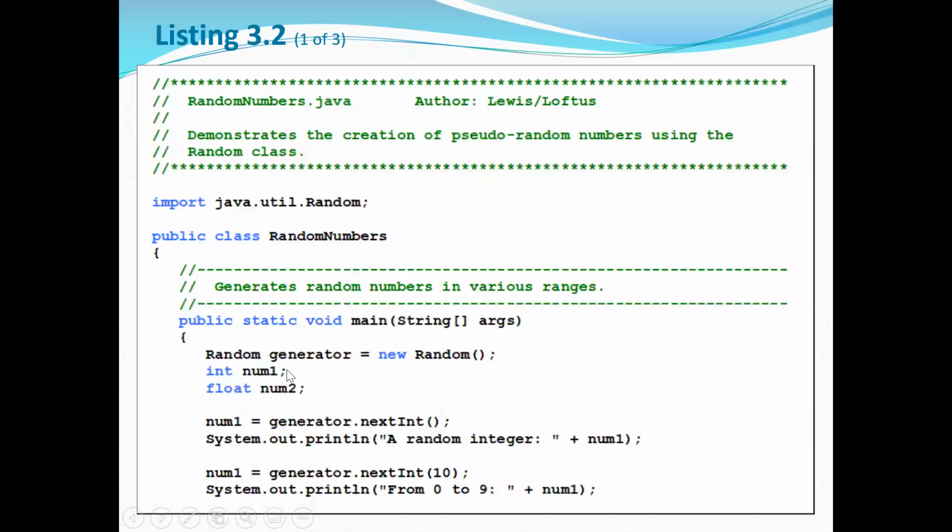So let's see an example here. And again, Random is generating random numbers. So here we import java.util.Random.